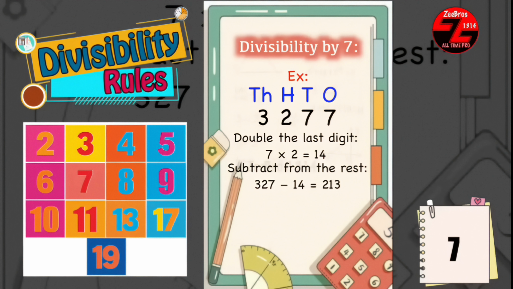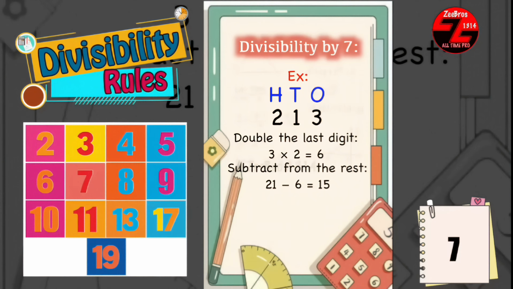Just by looking at 313, we can't tell if this number is divisible by 7 or not. So, repeat the same procedure. Now we get 31 minus 6, which is 25. 25 is not divisible by 7. So, we can say 32875 is not divisible by 7. Isn't that tricky but easy?